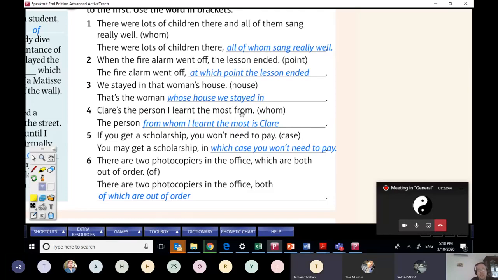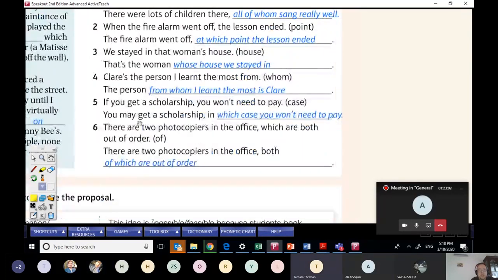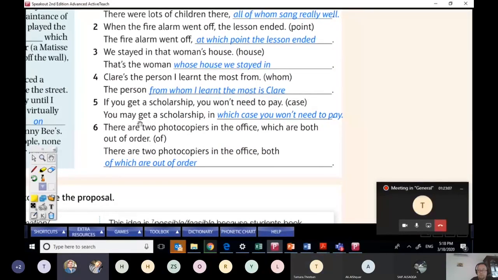Good. And so see how they use from in the original sentence? And so that's why they use from here in the changed sentence. And then whom is the person, yes. Can we say the person whom I learned from the most? Yes, you can put the most at the end. Good, five? May I? I'll read it.